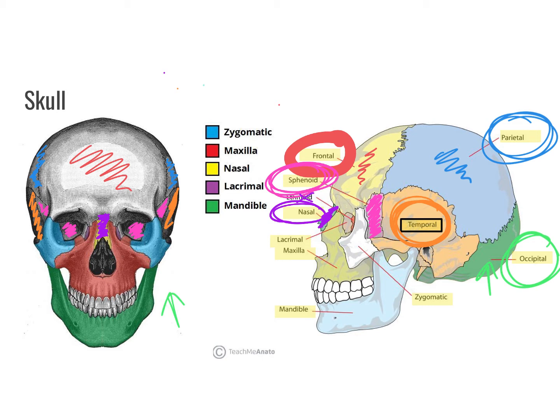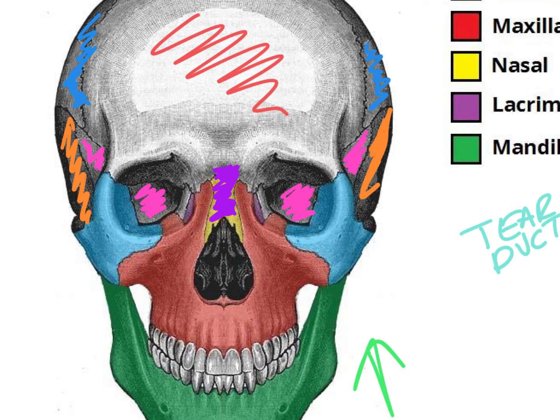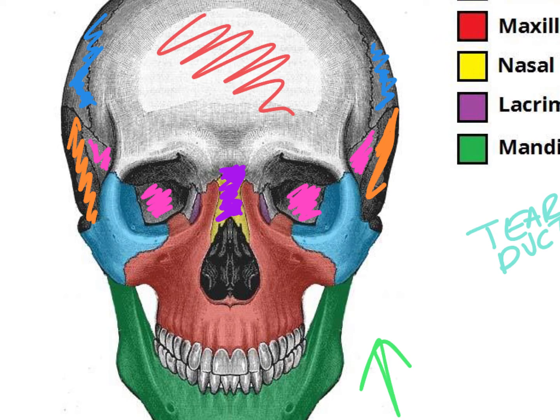The next bone is the lacrimal. If you want, write next to lacrimal: tear duct, because that is where your tear duct is. It is this bone that I'm coloring in that light teal color. On the frontal view, let me zoom in a little so you can see it. It's right there. That is your lacrimal.